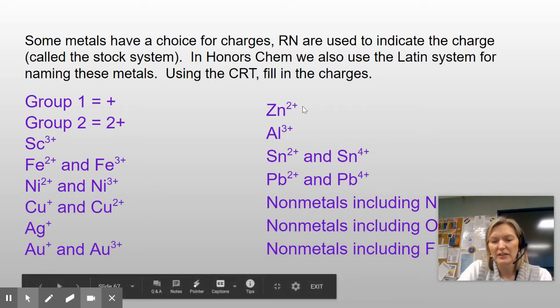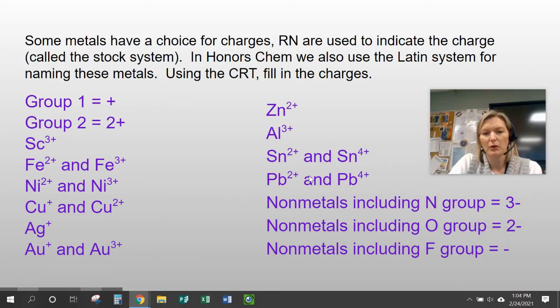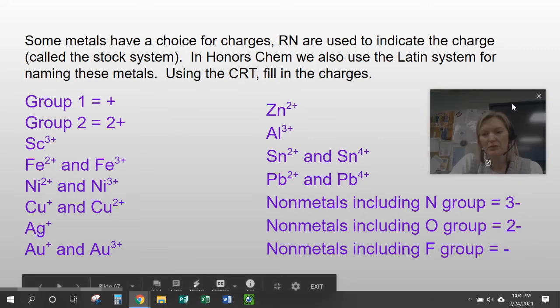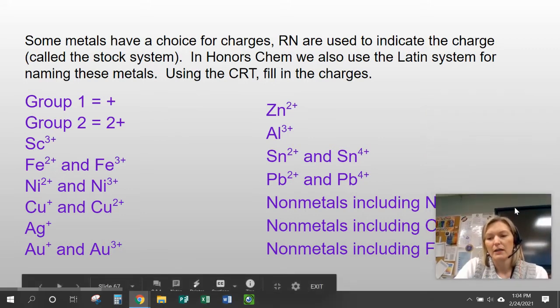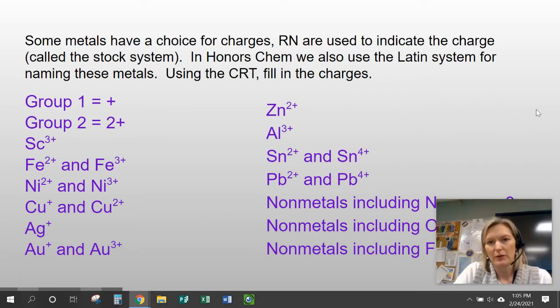Gold is 1 or 3, zinc is 2, aluminum is 3, tin is 2 or 4, lead is 2 or 4. Non-metals, not the metals, just the non-metals in the nitrogen group are -3, oxygen group -2, fluorine group -1. So make sure you have those right. You need to know them because you're not going to be using your Regents reference table very much more.